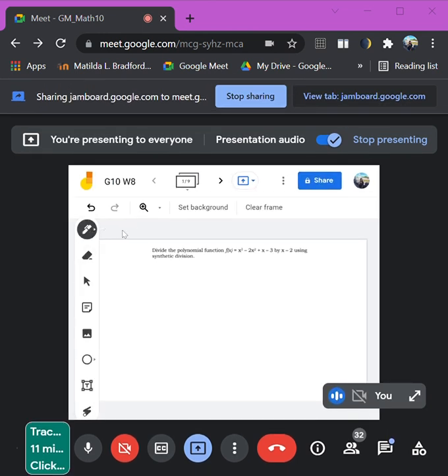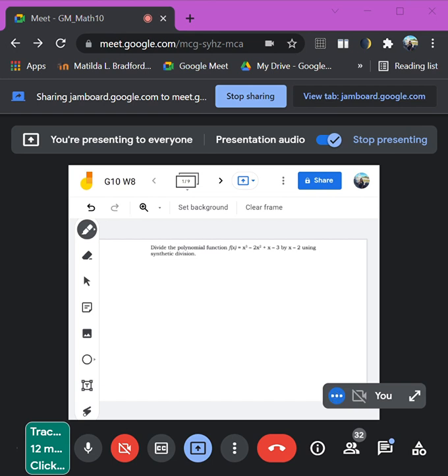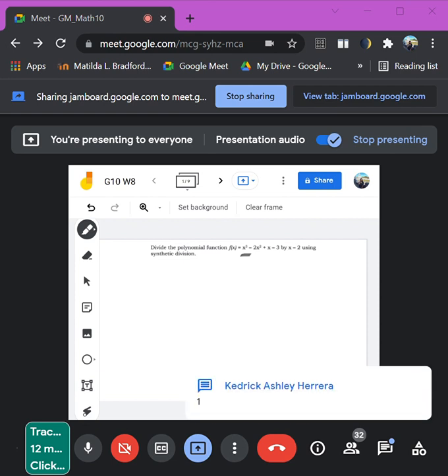So, what is the first thing to do, class, if we're going to use synthetic division? What were our steps last time? What is the first thing to do? Arrange the coefficients. Okay, you're going to arrange the coefficients according to its exponents as well. So, look at what we are going to write first. Where do we look? At the x cubed, right? So, what is the coefficient of our x cubed?